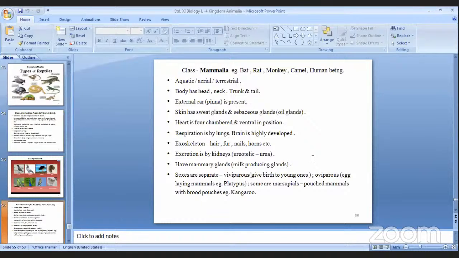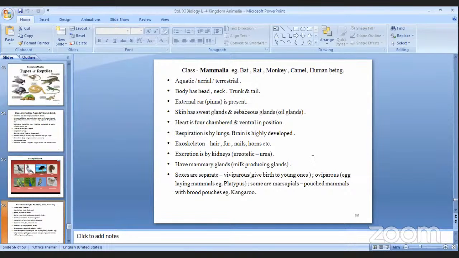Then the last class, that is mammalia, in which we are also included, students. Examples: bat, rat, monkey, camel, human being, right? Organisms that come under mammalia can be aquatic, aerial, or terrestrial. For example, in aerial you can say bat, monkey, etc. Terrestrial: human beings, camel. And dolphin is aquatic.